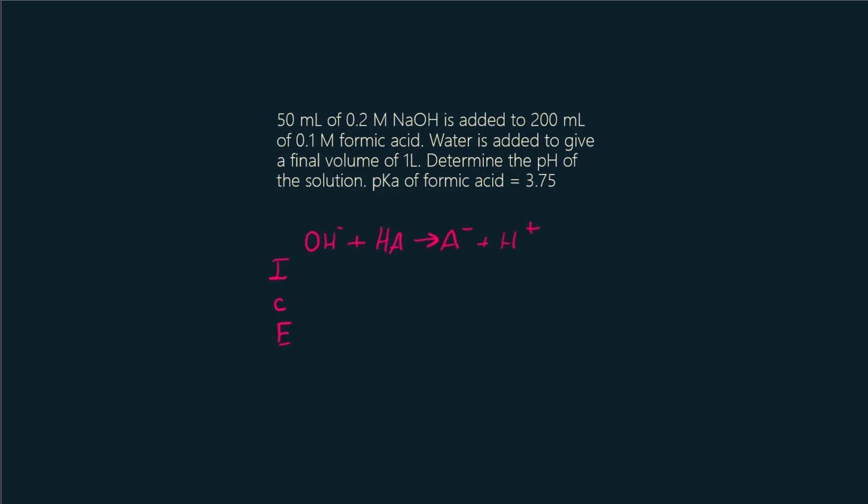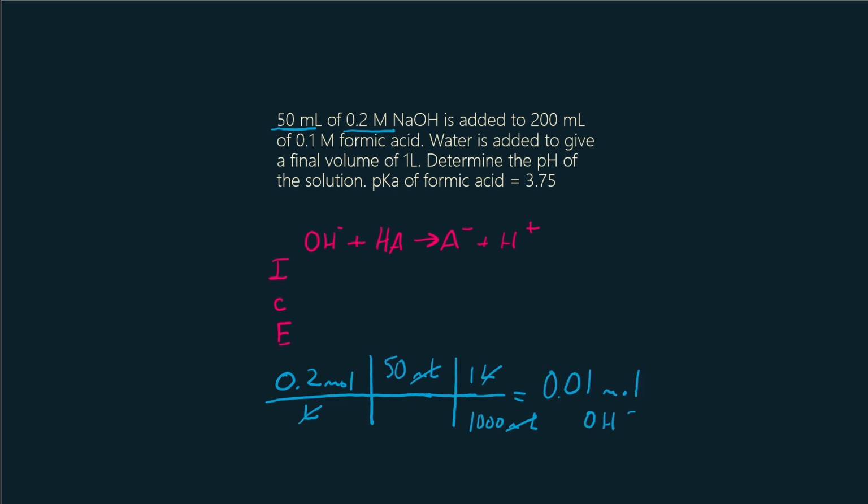Next, we'll set up our ICE table. Remember, everything here is in units of moles. So the molars and volumes from this problem can be multiplied to get us these moles. 0.2 molar is the same thing as 0.2 moles per liter. And since we have 50 milliliters, we're going to have to convert that to liters. Once we do that, we can just cancel out the units, which gives us 0.01 moles of OH-.